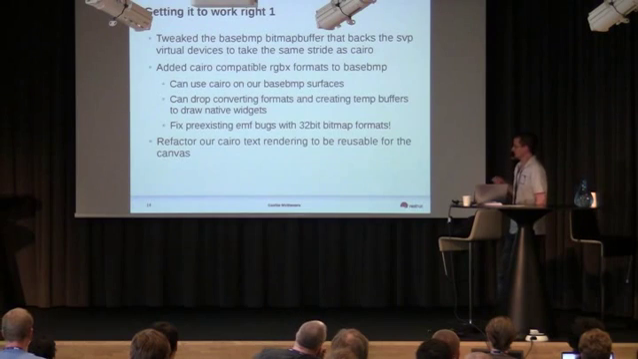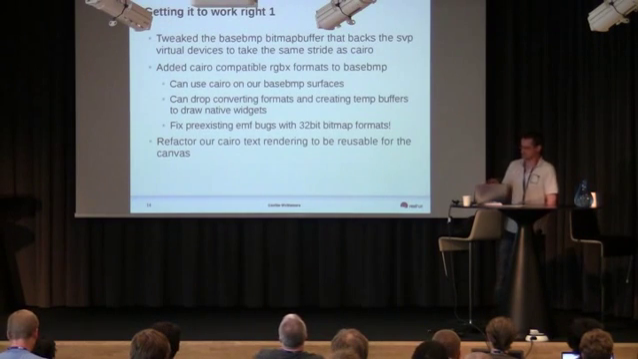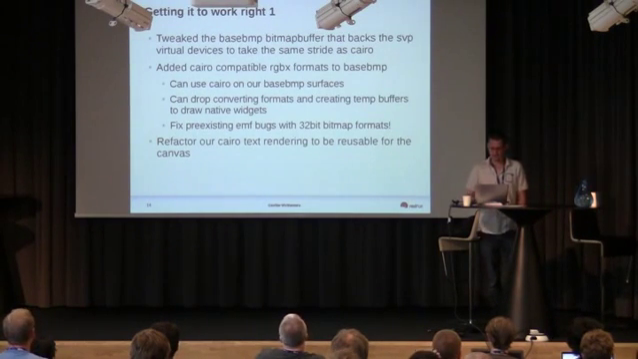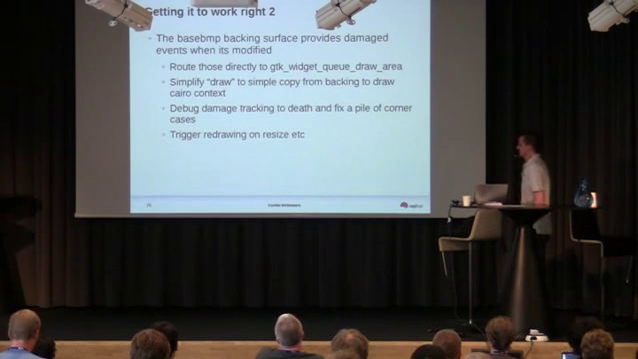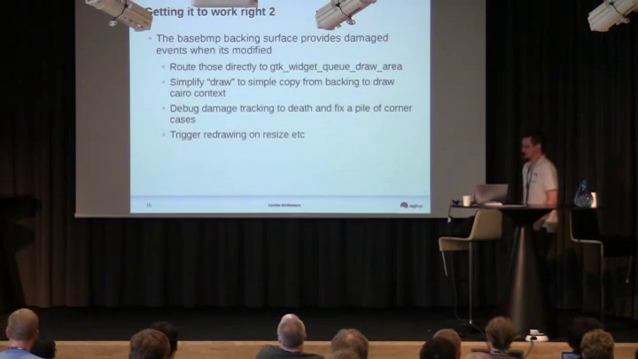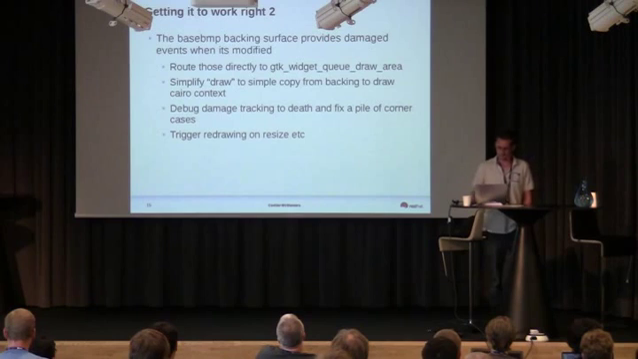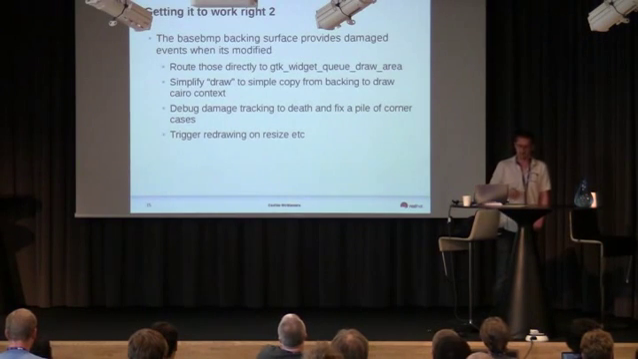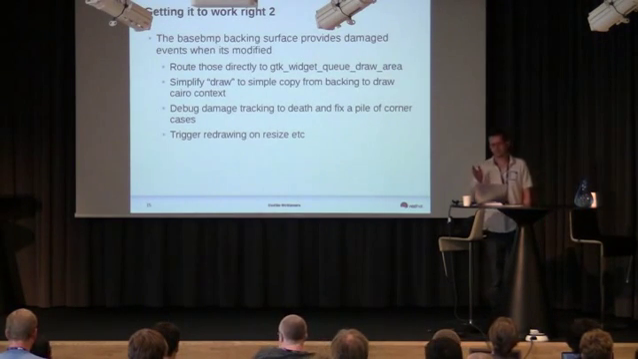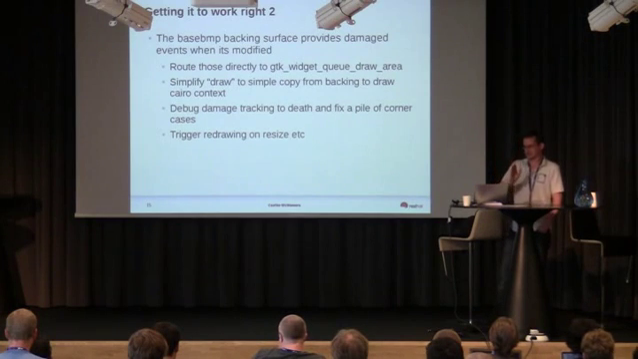We also have to improve our Cairo text rendering to be reusable for this surface as opposed to drawing directly to the X bitmap as we were in the past. And that base BMP then existed just as a surface we could draw to for a long time.